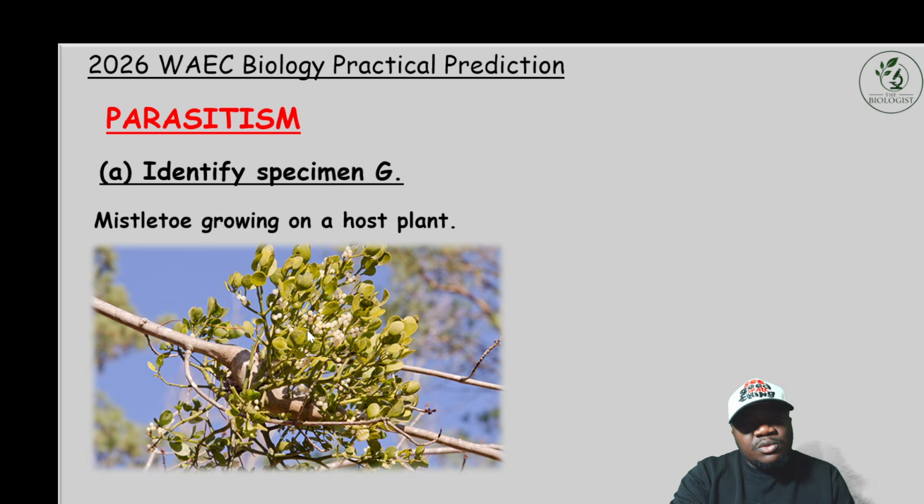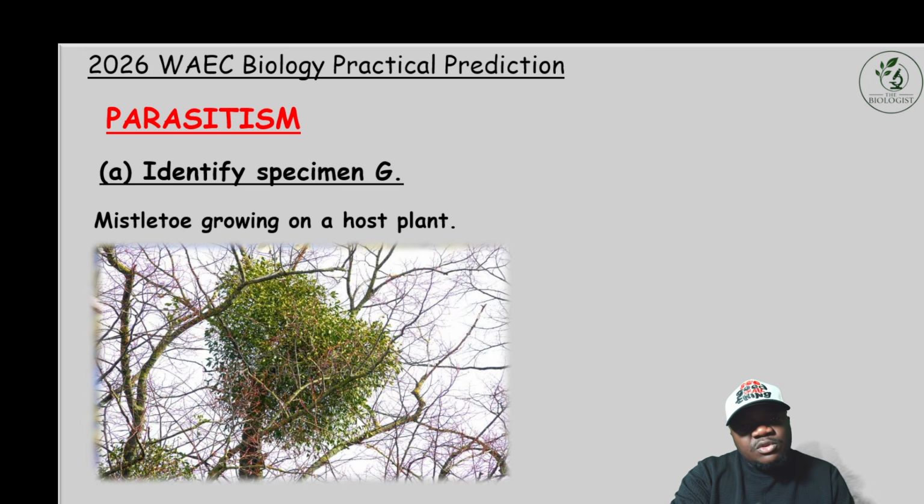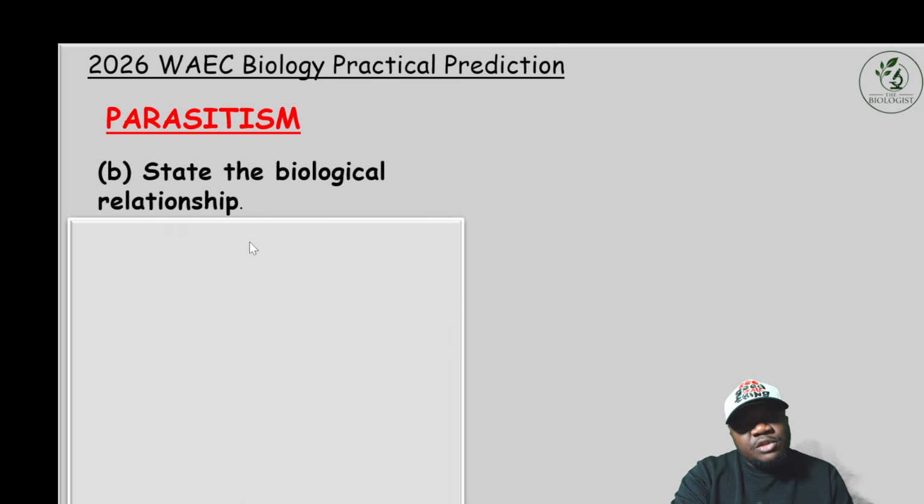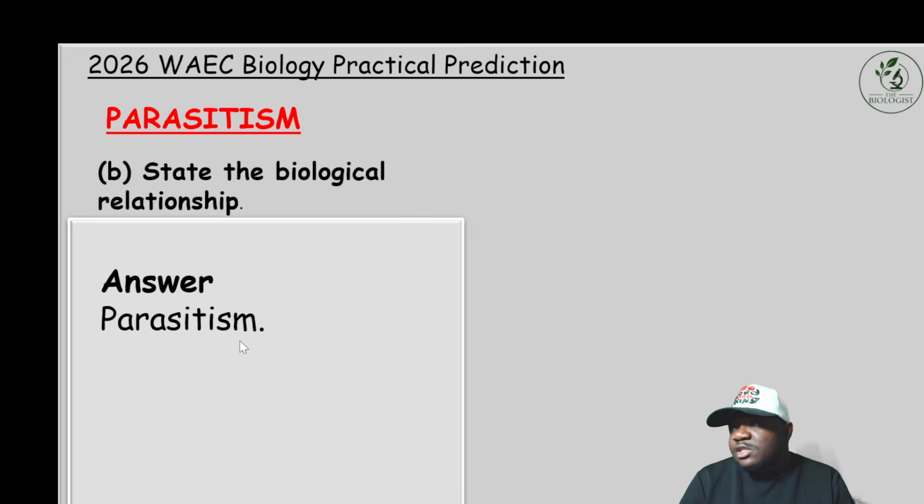Okay, this is a mistletoe, and this is another mistletoe. We have different species of mistletoe present. All right, so state the biological relationship. We have different relationships in biology. So this is parasitism, because one organism tends to derive nutrients from the other organism, and the other organism does not benefit at all from this type of association.